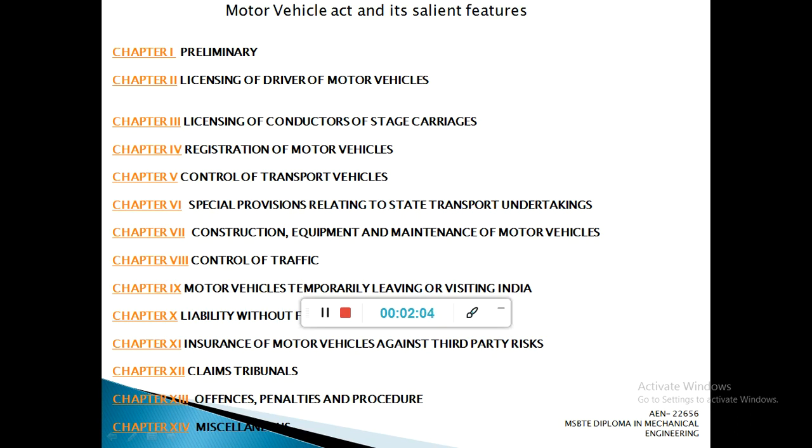Next comes the motor vehicles temporarily living or visiting India, that is the motor vehicles or automobiles that will be coming from outside India or visiting India. Next, that will be liability without fault in certain cases. Next chapter is insurance of motor vehicles against third party. There are first party insurance, full insurance, third party insurance, etc. So all the cases are included in this chapter.